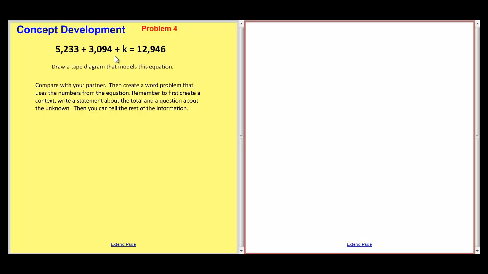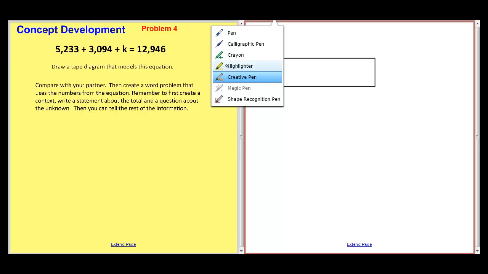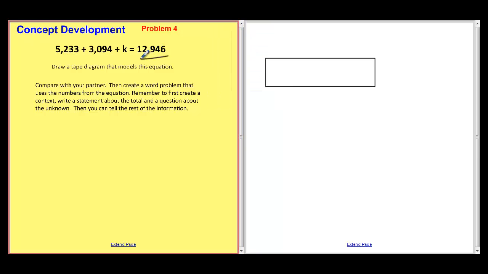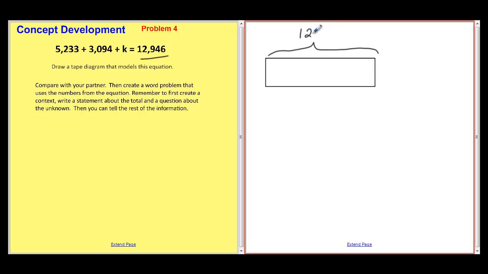This is not a comparison problem. This is just three parts are equal to this one total. So when I draw my tape diagram, I've got my rectangle here, and then when I go back up here, I'm ready to label. I know what the whole is. That's what this equals. So I know that this equals 12,946. I know that one part is 5,233, and I know that another part is 3,094, and I'm trying to solve for K.